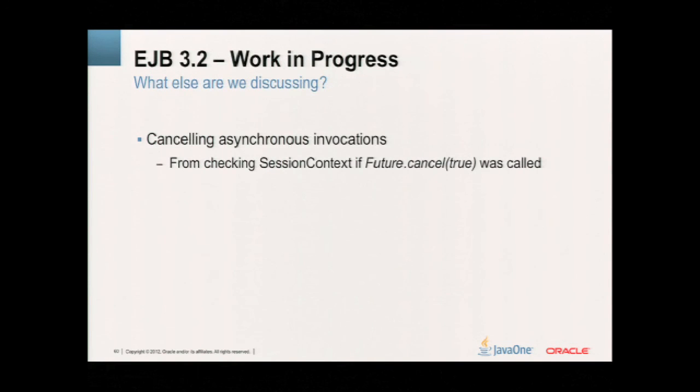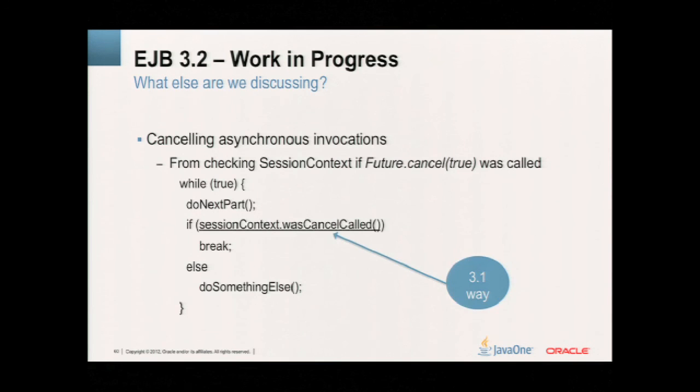Okay, the rest is a discussion in progress that you can still vote on and voice your opinion. As Srini mentioned, the future cancel right now works if you want to short circuit your execution of a very long-running async method. The only way to do that would be to check the session context. But if you call another bean, that bean's context is synchronous and you can't check it there.